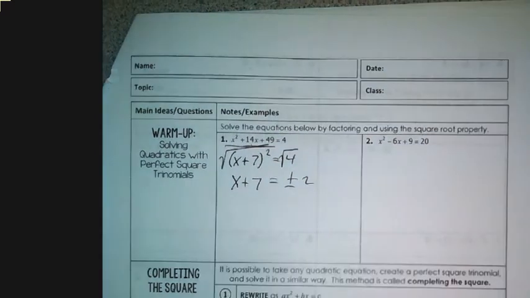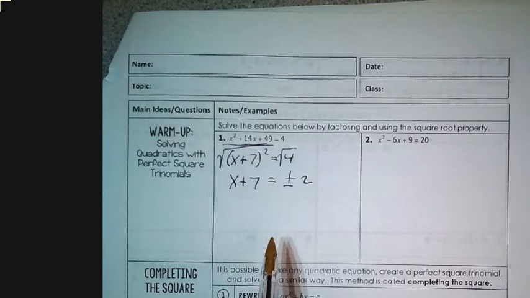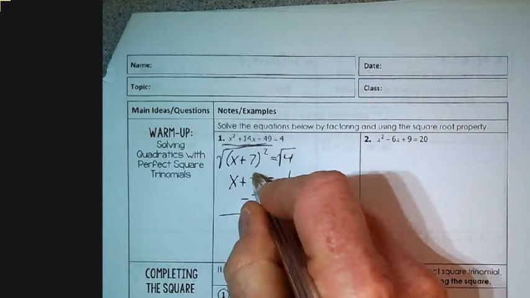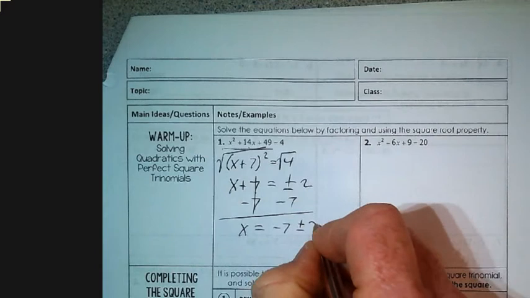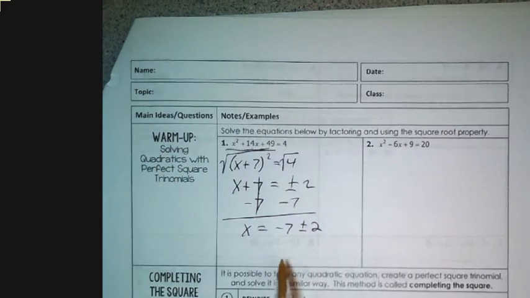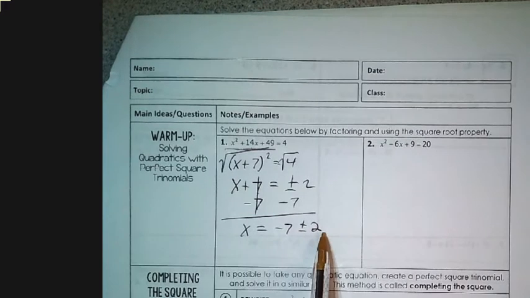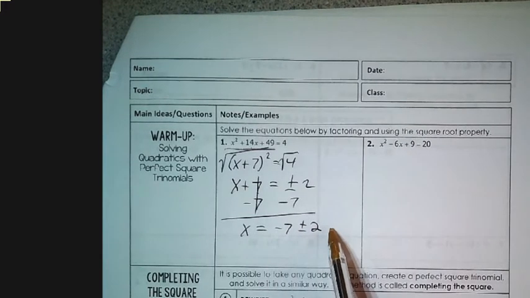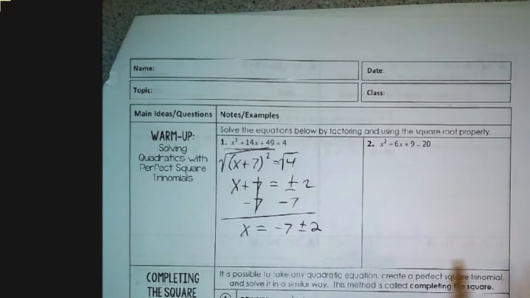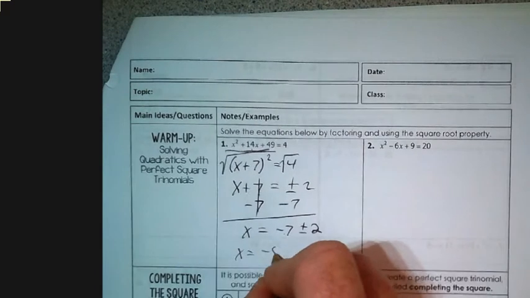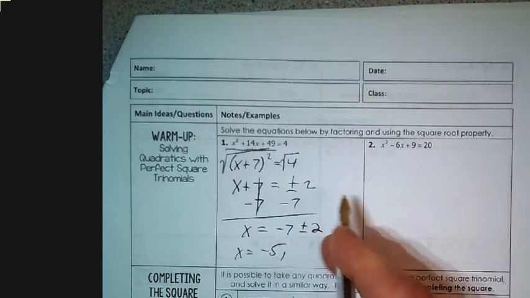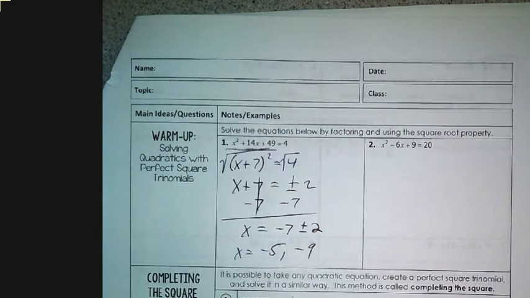Now, when you get to this step, we're going to just continue to solve. Subtract 7 from each side. Now, x is equal to negative 7 plus or minus 2. I don't want to leave it like this, because this can be simplified. Now, if there was a square root of 3 attached to this 2, you couldn't do anything. But there's not. So what is negative 7 plus 2? Negative 5. And what is negative 7 minus 2? Negative 9. So those are your two solutions. And we determine those solutions by just treating the 2 as if it was positive the first time and negative the second time, and we're done.